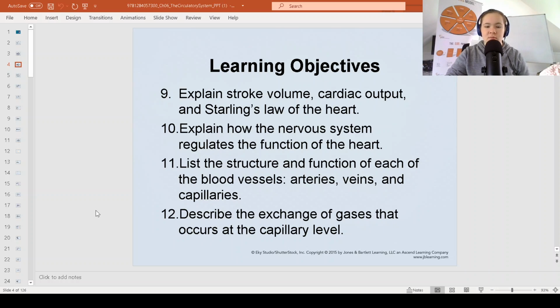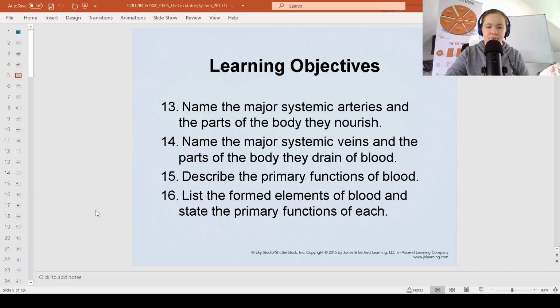Explain how the nervous system regulates the function of the heart. List the structure and function of each of the blood vessels: arteries, veins, and capillaries. Describe the exchange of gases that occurs at the capillary level. Name the major systemic arteries and the parts of the body they nourish. Name the major systemic veins and the parts of the body they drain of blood.